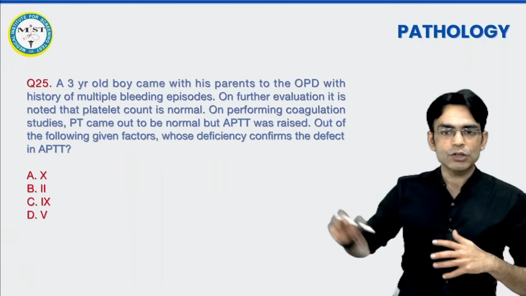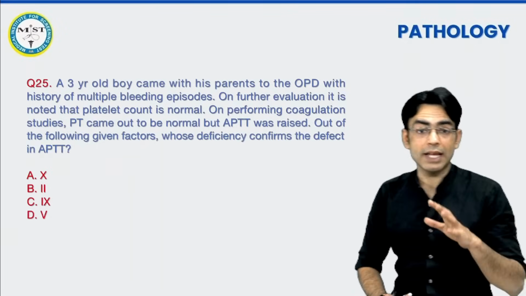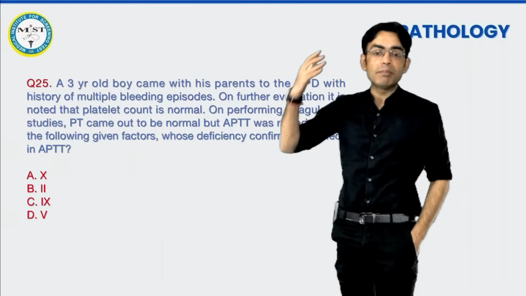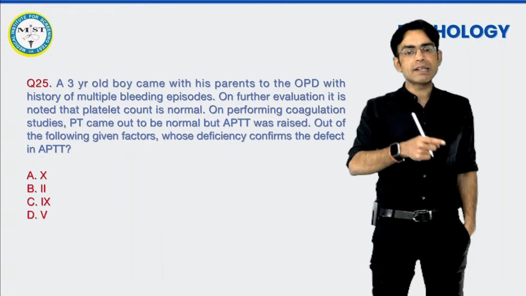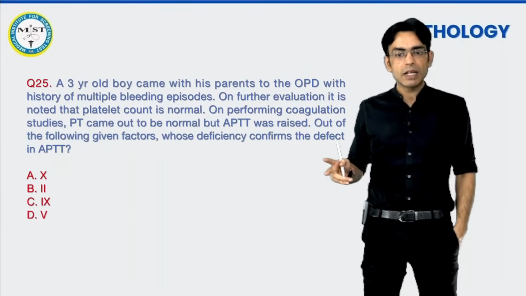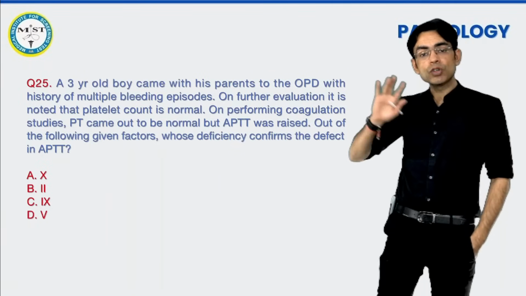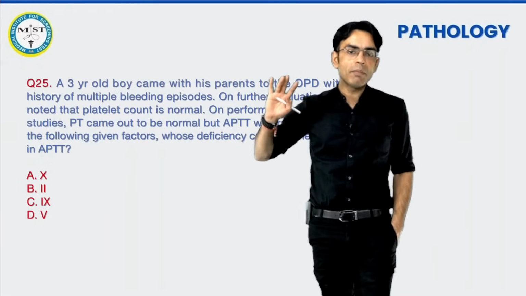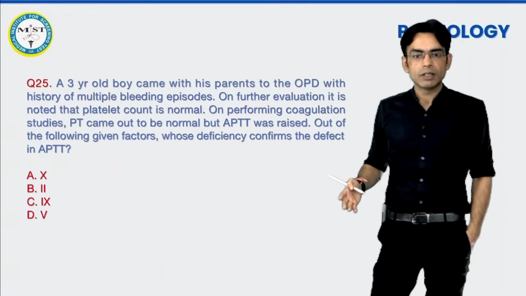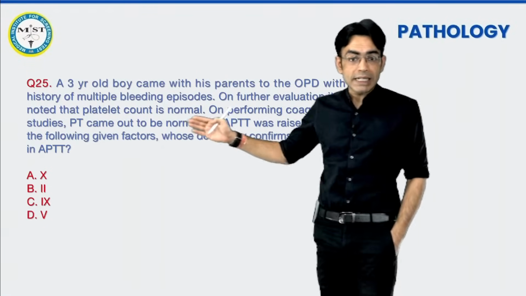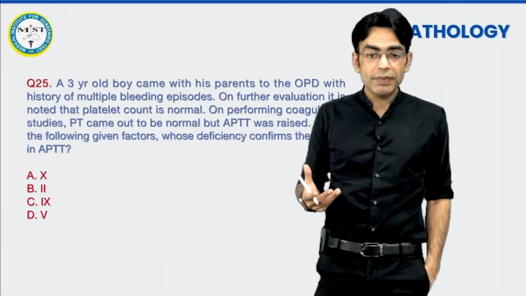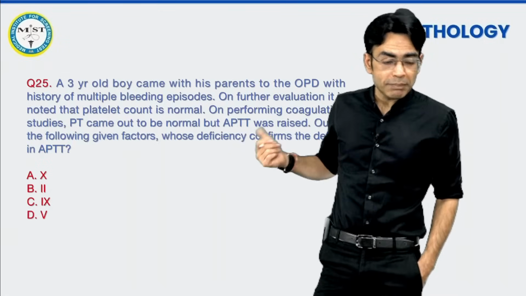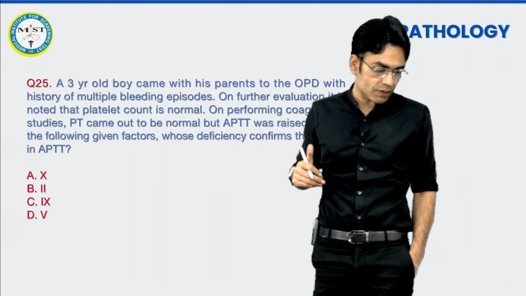Now, once you read this question, you do understand that they are talking about multiple bleeding episodes. Whenever we are having a bleeding episode problem, we think about two things: either it's a platelet problem or a coagulation problem. They have mentioned already for your ease that the platelets are fine. The number of the platelet is not a problem. And they are telling you that PT and APTT, they are coagulation studies, the tests to find your coagulation pathway working. So they are saying PT is normal, APTT is raised. What is the answer for this question?